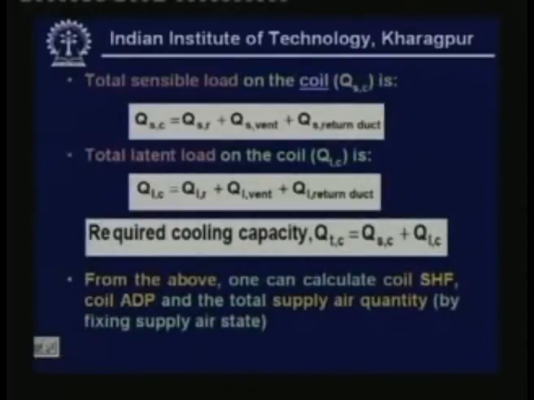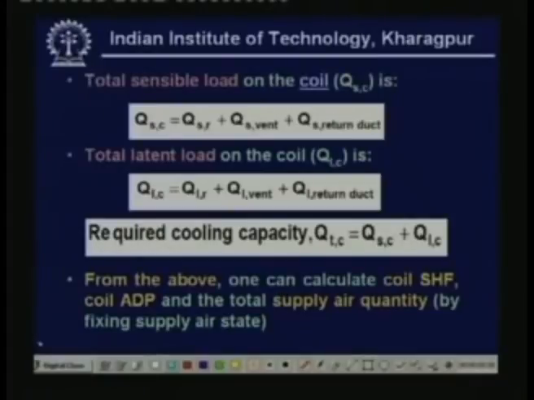Finally, the total sensible load on the coil is equal to the sensible load on the building plus the sensible load on the coil due to ventilation plus the sensible load on the coil due to the return air duct. Similarly, the total latent load on the coil is equal to the total latent load on the building plus the latent load due to ventilation plus the latent load due to the return air duct. Finally, the required cooling capacity is nothing but the total sensible load on the coil plus the total latent load on the coil. If you add up everything, we can find out the required cooling capacity, so many kilowatts or so many tons.